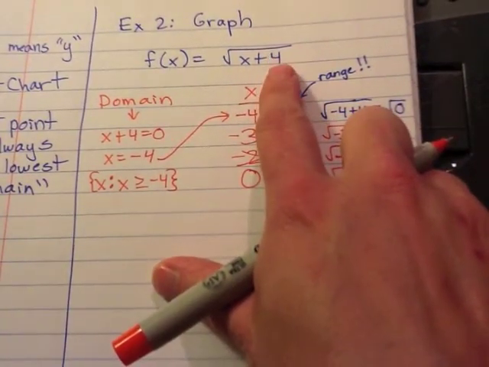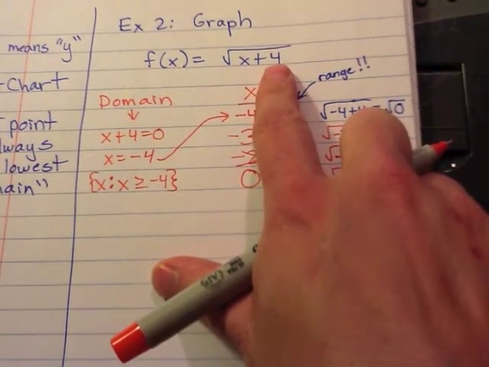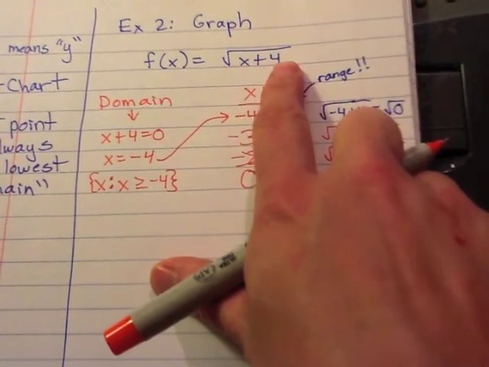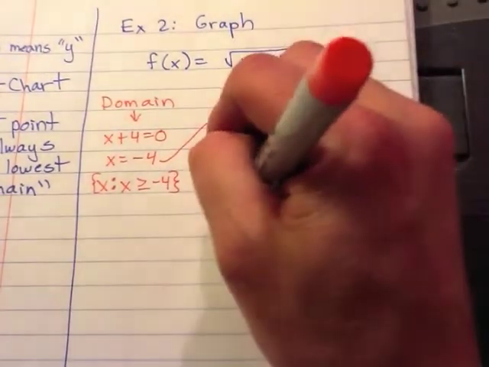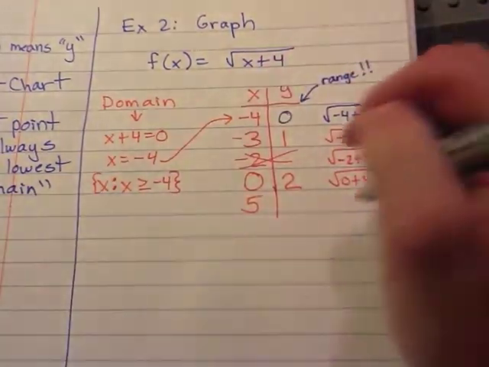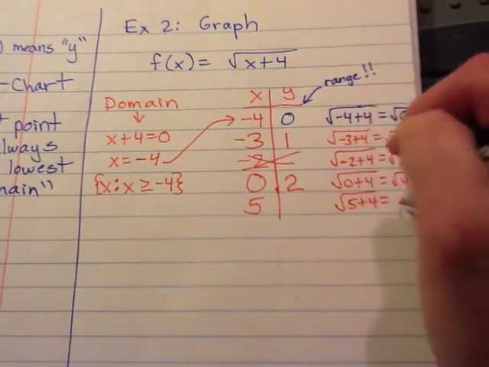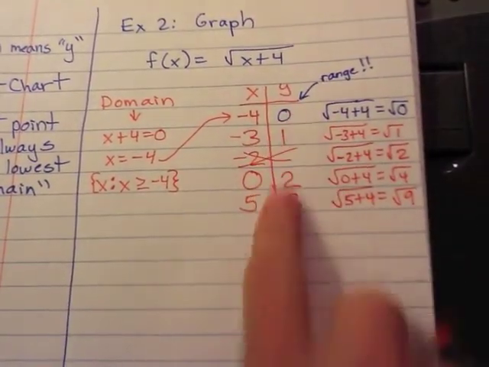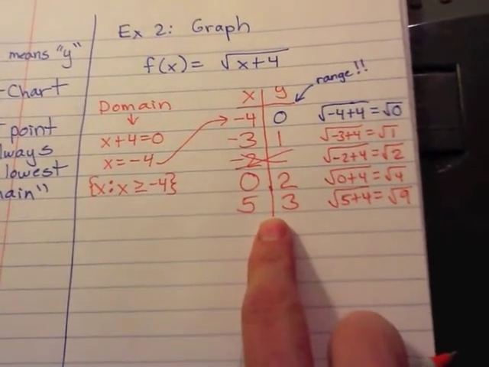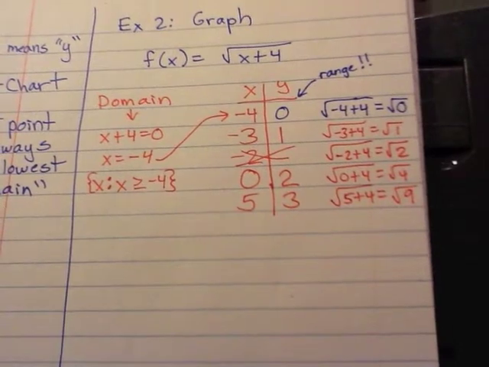So now I'm going to look at the next perfect square. 5 isn't a perfect square, 6 isn't, 7, no, 8, no, 9. 9 is a perfect square. So 4 plus what gives me 9? It was 5. So now I can plug in 5, and I get 5 plus 4, which is the square root of 9, and the square root of 9 is 3. So now I have 4 points. 4 points should be enough to give me a pretty good idea of what my graph is going to look like.